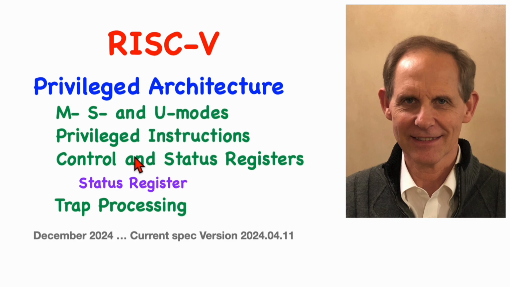I'll talk about the control and status registers and describe the instructions that access them directly. These instructions are, of course, privileged instructions. I'll focus on the status register, although I'll also mention a few others. And finally, I'll describe what happens when a trap occurs and what steps the hardware will take on its way to invoking the trap handler code.